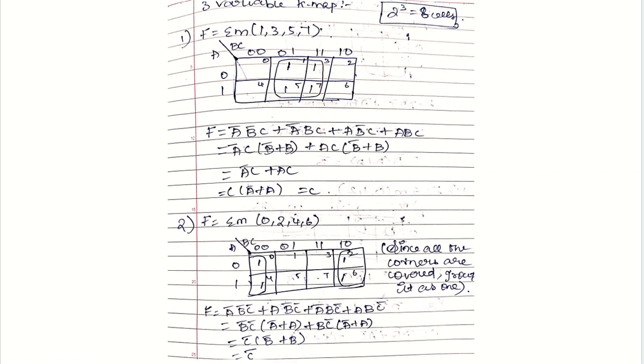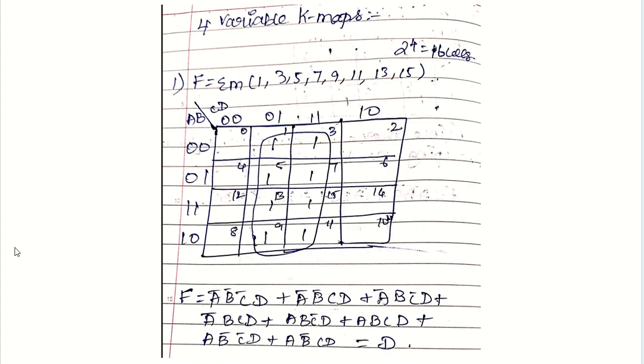Next, the 4 variable K-map. We are writing 1 only in these values: 1, 3, 5, 7, 9, 11, 13, 15. Now we are grouping this as 1 because we cannot group this as 4 and 4. It will take a long process. So we will group this as one value, and all these values have d in common. So we write it as d. This is the 4 variable K-map.